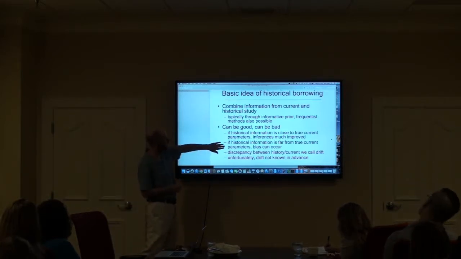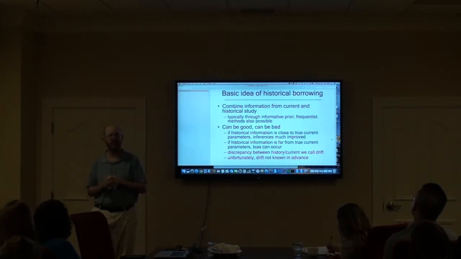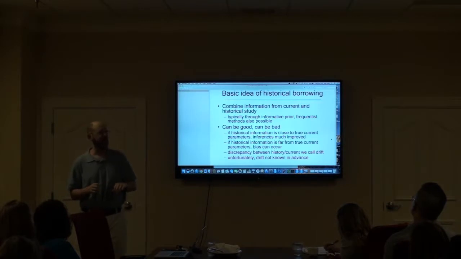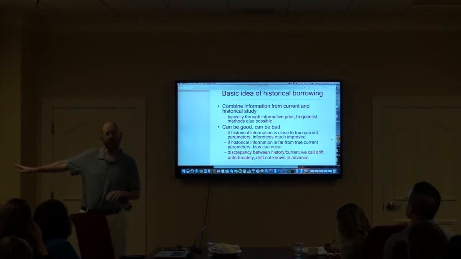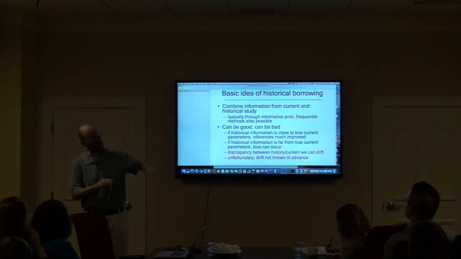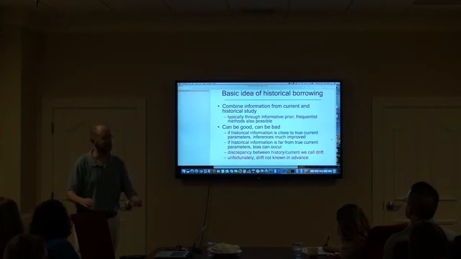On the other hand, if the historical information is far from the true parameters, then you can get biases and other kinds of problems. If it's off in either direction, you get biases. If it's off in one direction, you can actually reduce the power of your study by doing this. And if it's off in the other direction, you can increase the type 1 error. I'll show some graphs to this effect in a moment. So again, the issue is we don't know in advance how much drift we actually have.